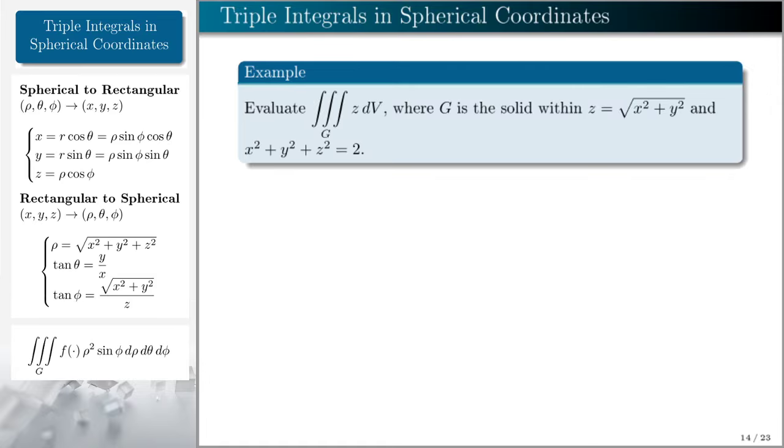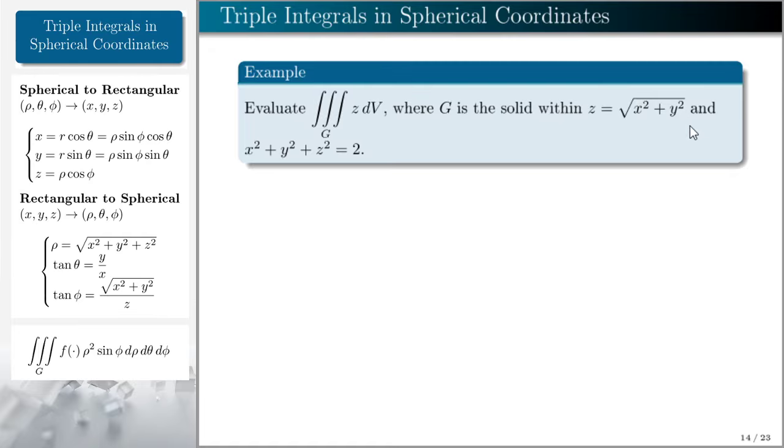So without further ado, let's have our first example. I wish to evaluate this triple integral where g is a solid within z equal to square root of x squared plus y squared and x squared plus y squared plus z squared equal to 2. Just like what we did in the rectangular and cylindrical coordinate systems, we don't really need much to analyze z. It will come later on. The thing to analyze first will be the g. In this case, this is a solid within this curve and this surface.